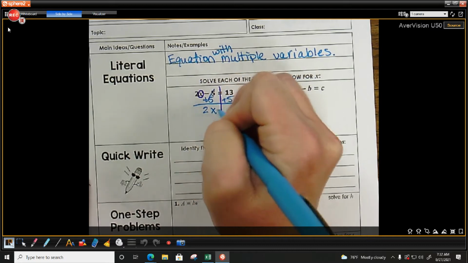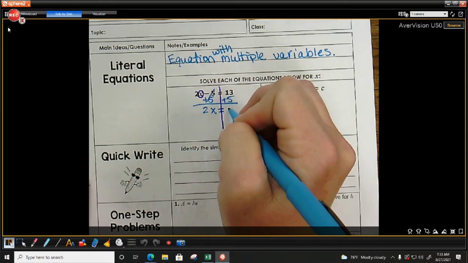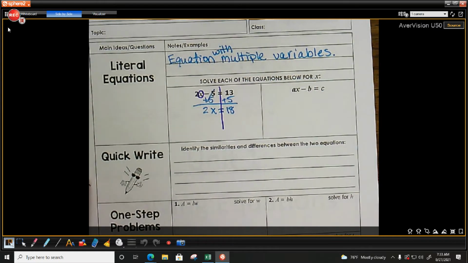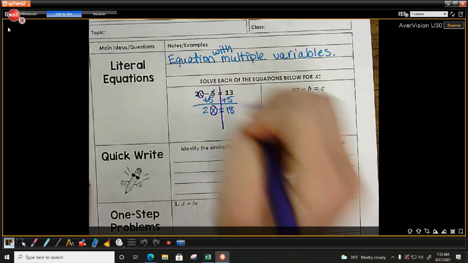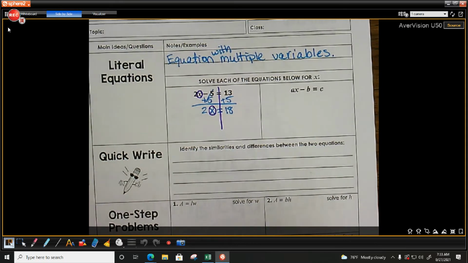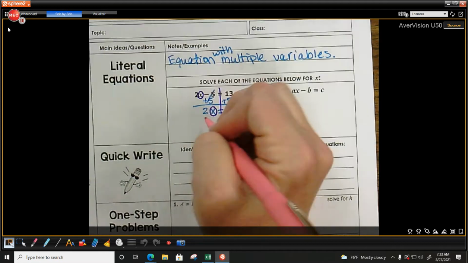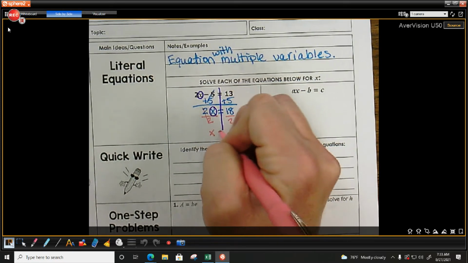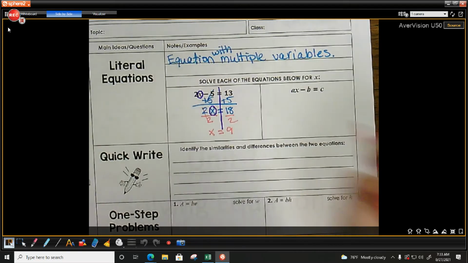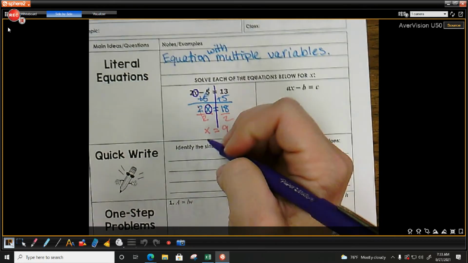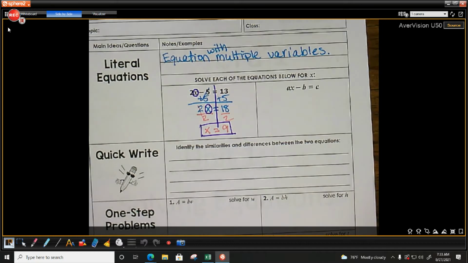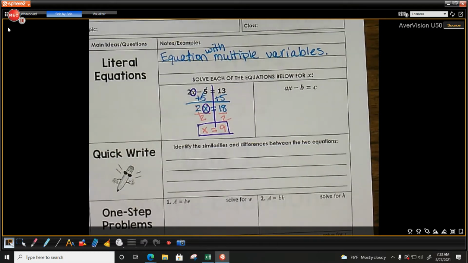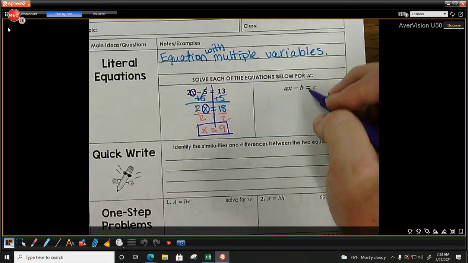So I get 2x equals 18, very good. Keep your variable circled, and then what do I do next? Divide by 2. And we get x equals 9. Okay? We're going to follow that same process when we're solving our literal equations.